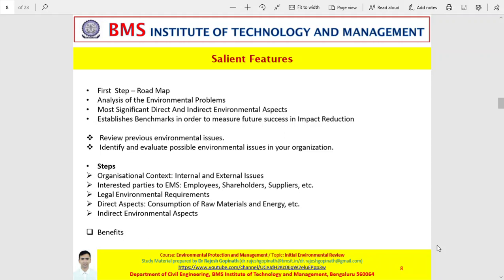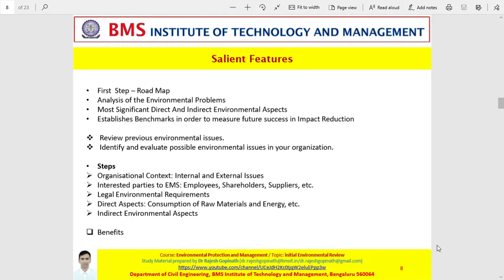The next step is with respect to the identification of the direct aspects. Herein, the company has to outline the current operations and its management. The organization has to examine in detail its activities in terms of consumption of raw materials and energy, and as well the production of wastes and emissions. Therefore, we are talking about the direct aspects.